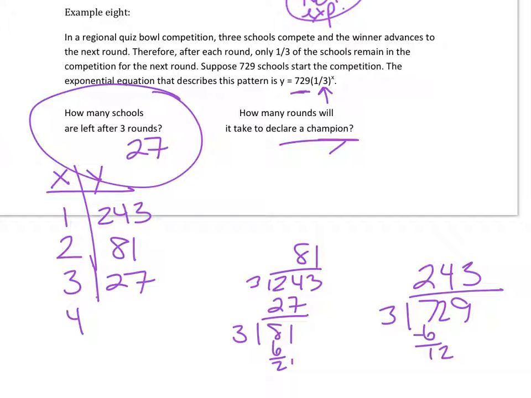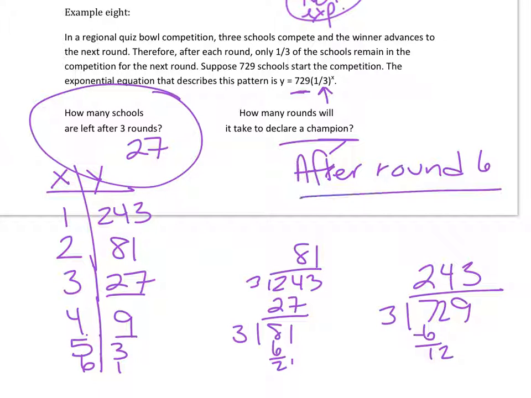Now we want to know how many rounds will produce a champion. So to do that, we're just going to keep going. If we take our 27 and divide that by 3, we get 9. If we go to the 5th round, divide 9 by 3, you get 3. And then finally, if we divide 3 by 3, you get 1. So after round 6, you'll have a champion.